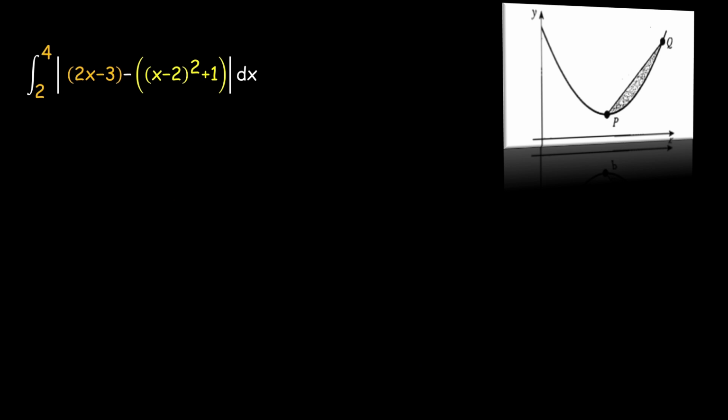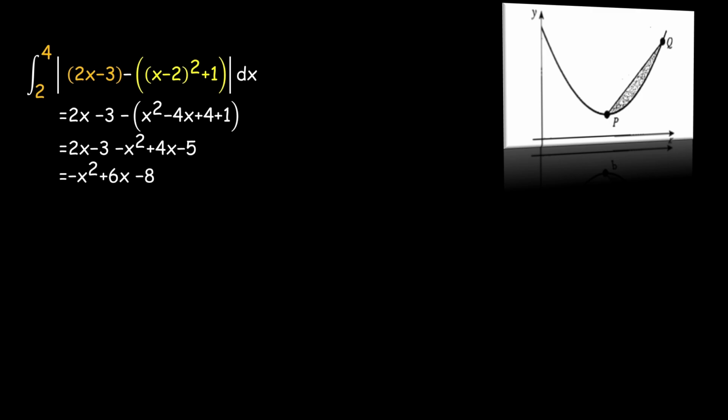Let's go ahead. For us to integrate from 2 to 4, we must take the magnitude or the absolute value of the function, which I explained before. So we subtract the bottom function from the top function. The top function is the linear equation, which is 2x minus 3, and the bottom one is the curve itself. So expanding and subtracting, we would have 2x minus 3 minus (x squared minus 4x plus 4 plus 1). And when we simplify this, we have negative x squared plus 6x minus 8. Okay, integrating this is actually easy.